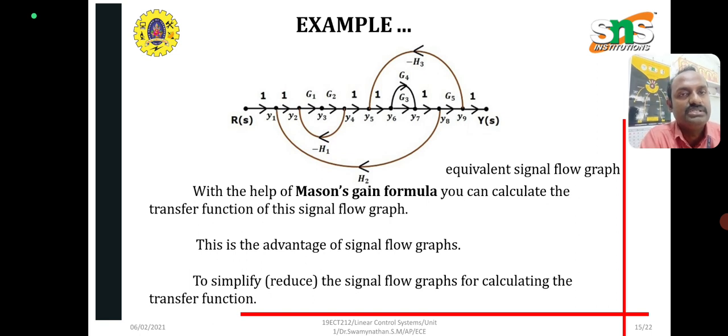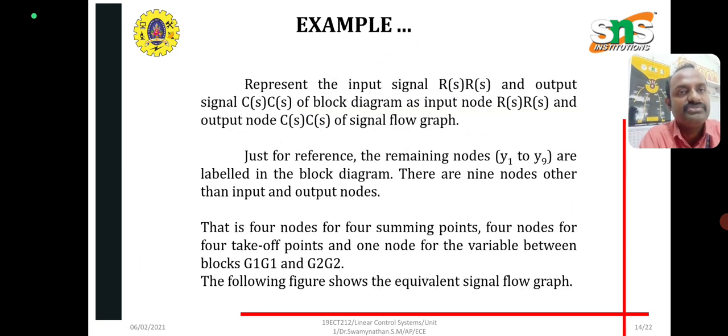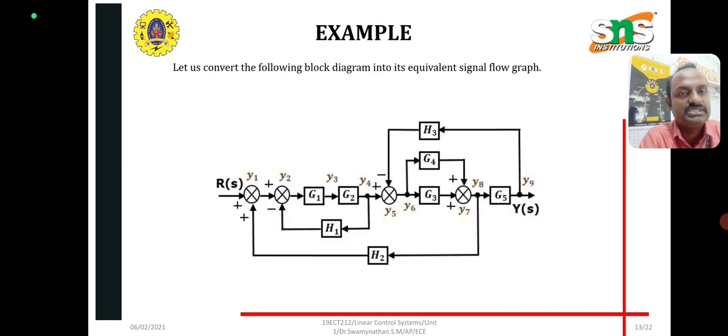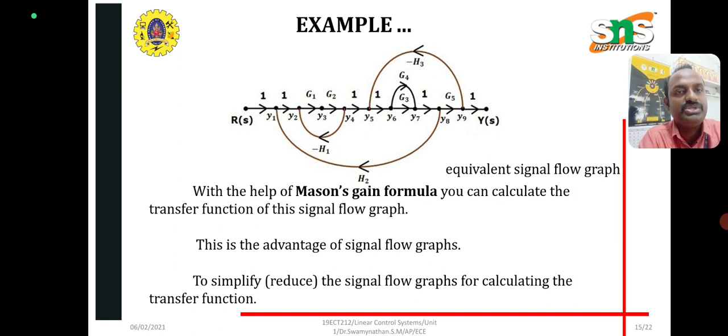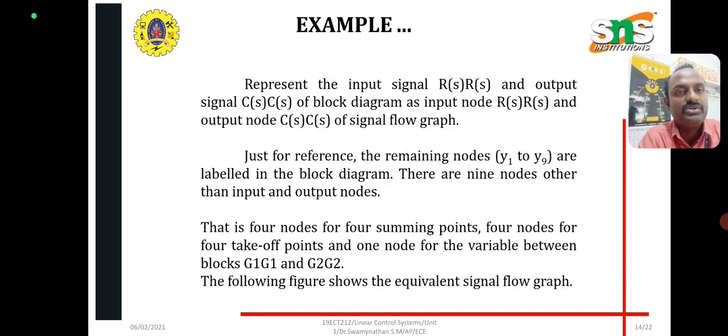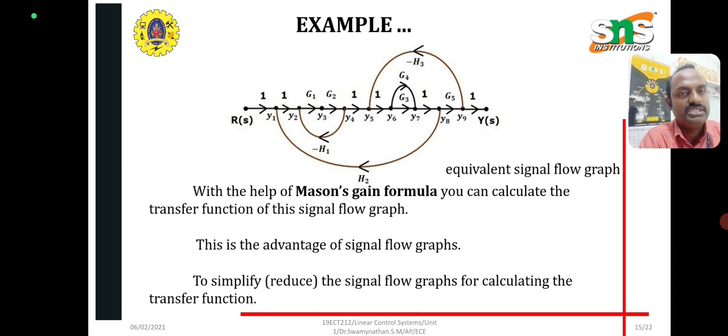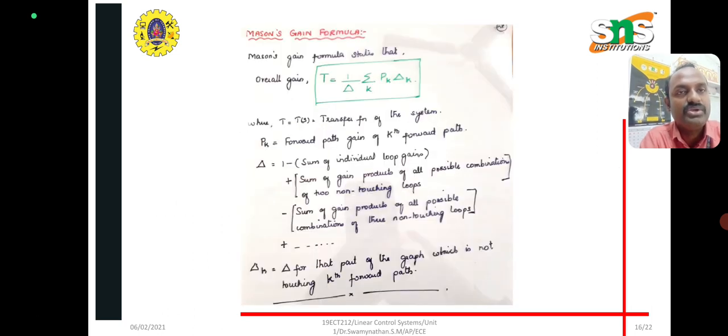R of S and Y of S are the input and output. We convert based on the given rules. G1, G2, G3 are the gains. And H1, H2, H3 are the feedback loops, which we define as loops. These are the advantages: it is a very simple formula, and using Mason's gain formula you can calculate the transfer function.